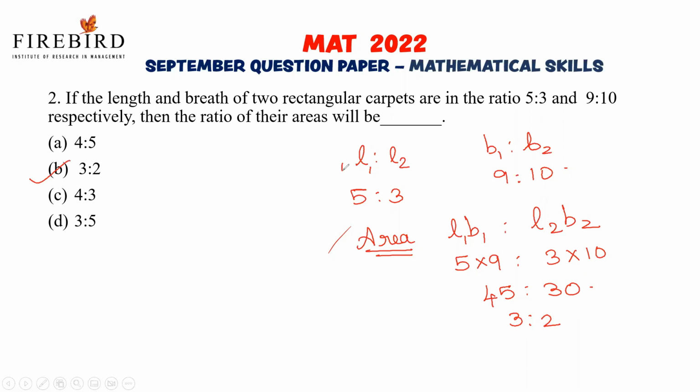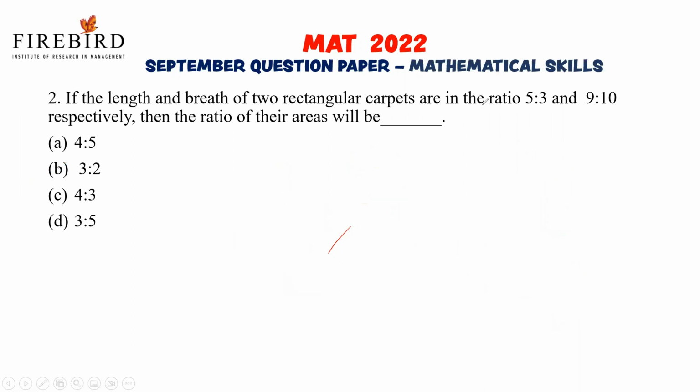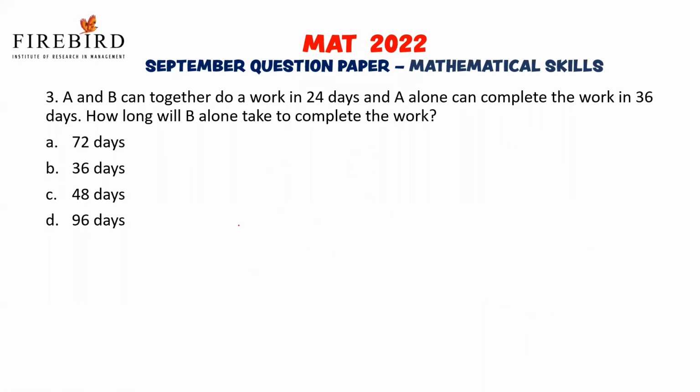So you should know the area of a rectangle is L into B and its perimeter is 2 into L plus B. And when it comes to the area of a square, you have to use A square and its perimeter is nothing but 4A. Okay, do you understand? So these are the basic concepts and basic formulas you should know. Now we'll move on to the next question.